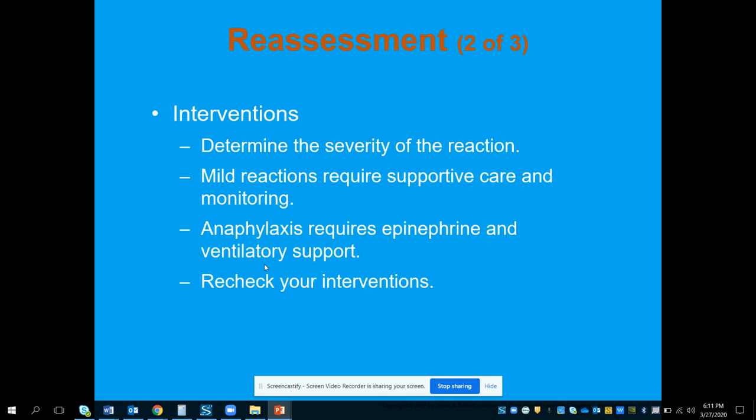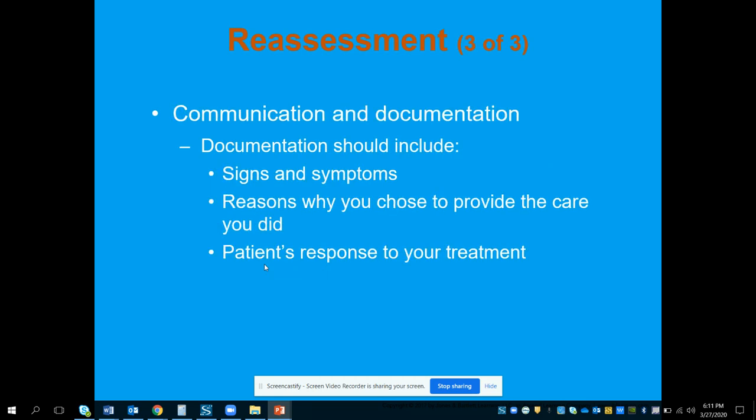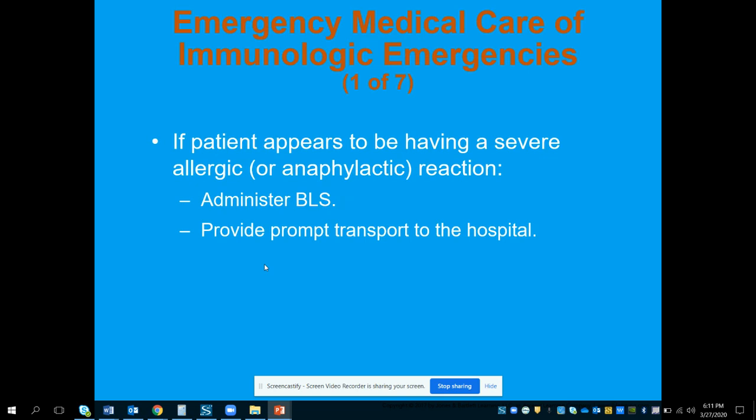And then if the patient is able to swallow, if they don't have a whole lot of swelling in their throat or mouth, then we could consider administering Benadryl by mouth in an appropriate dose for that patient. And then, of course, we want to document everything, all signs and symptoms, why you chose to provide the care that you did, what the response to that treatment was, and what the eventual outcome was.